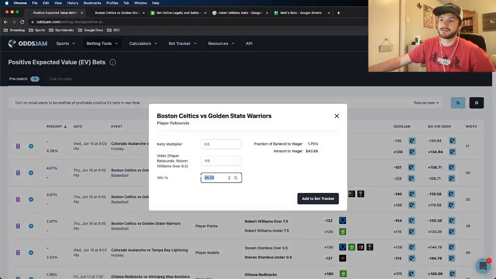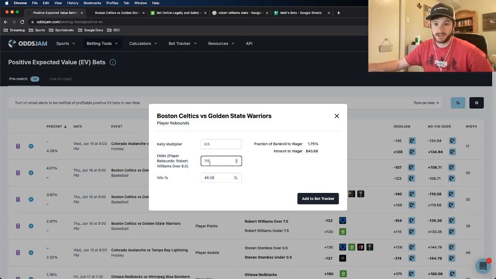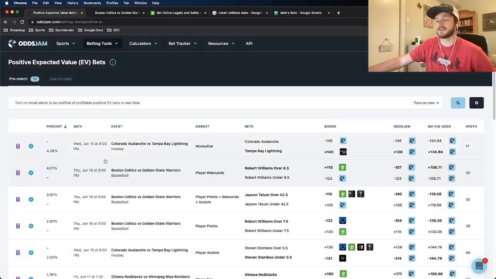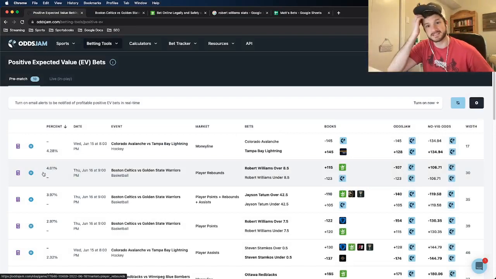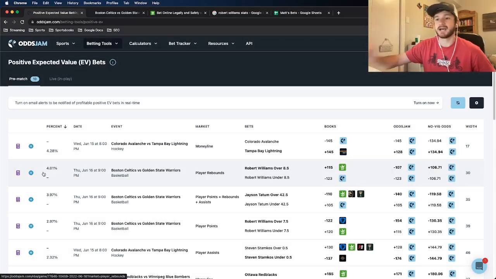If you click this calculator, essentially this bet has a 48.38% chance of winning. Now the plus 115 odds have a lower inherent win percentage than that. So we're betting on something that has that probability gap in terms of win percentage, which is another way to say that this bet has positive expected value. Now this 4% here can essentially be viewed as your profit margin. This bet has a 4% profit margin. So for every $100 placed on this Robert Williams over 8.5 rebounds, you can essentially expect to make $4 over time.